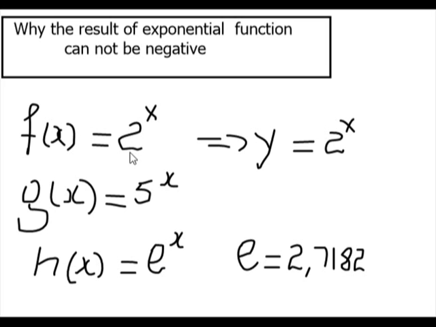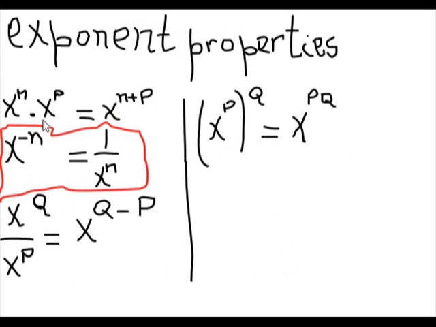Before answering this question, why the result, the y, cannot be negative, we're going to make a review of some properties of exponents, because we said there is some similarity between exponential functions and exponents. Let's review them. You remember those properties from high school? If you have x to the power n times x to the power of p, we just add the exponents. This property I also highlight in red. It's really important since we'll use it to understand why the result cannot be negative.